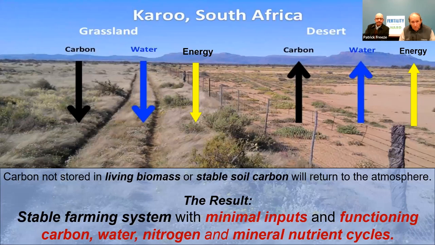You can see on the one side, it's just a loss of energy, loss of water, loss of carbon, whereas on the other side, where you've applied the regenerative principles, you are just storing carbon, storing water, and storing energy. It is just amazing. A stable farming system with minimal inputs and functioning carbon, water, nitrogen and mineral nutrient cycles is what is obviously evident in this slide. You want to go to the next one, or we can go to the next one.